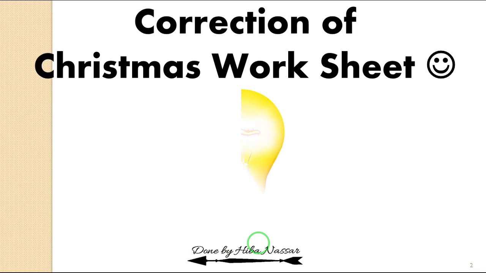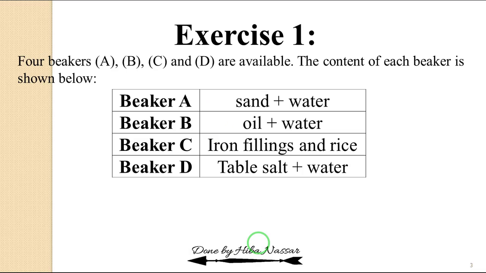Today we will correct our Christmas worksheet. Let's start with exercise number 1. Here 4 beakers A, B, C and D are available. The content of each beaker is shown below.